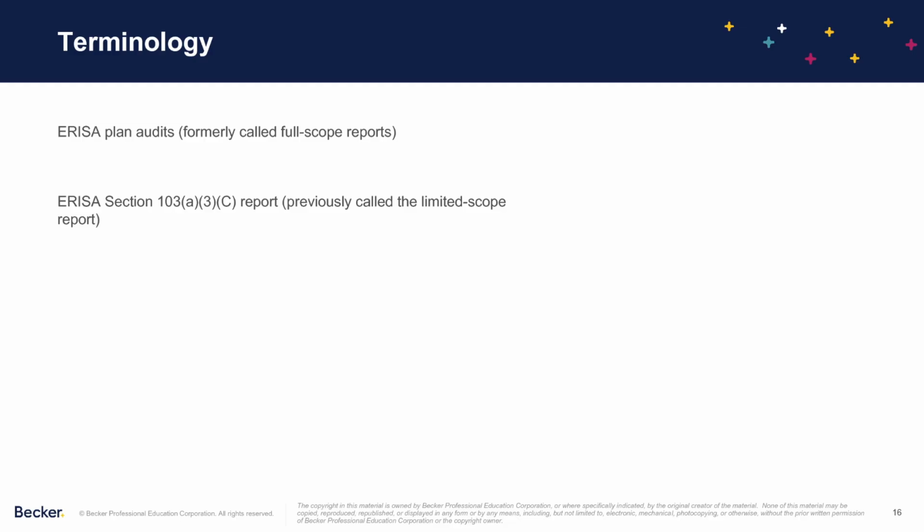And that is because it is the ERISA Section 103(a)(3)(C) that allows management to not include the audit of the investment information if there's a qualified institution that holds and certifies those investments. So in the past, we called them limited scope because we didn't have to do as much, because we were able to rely on the certification if it came from a qualified institution.